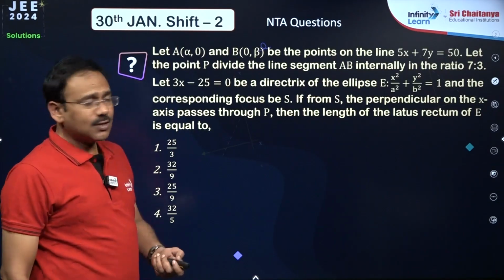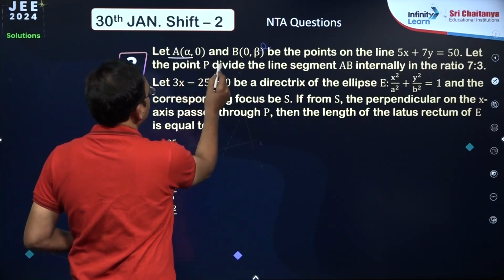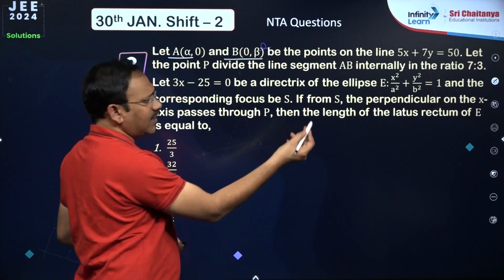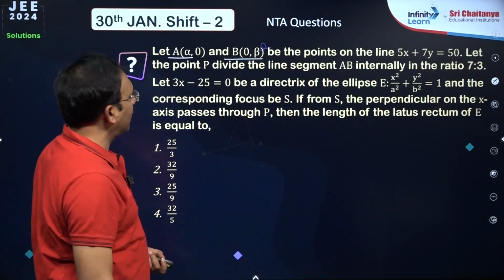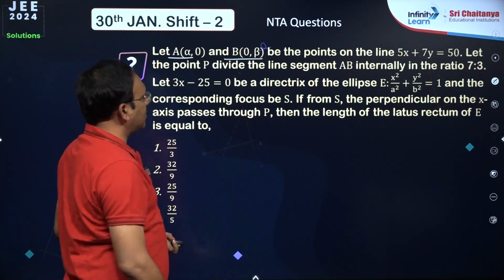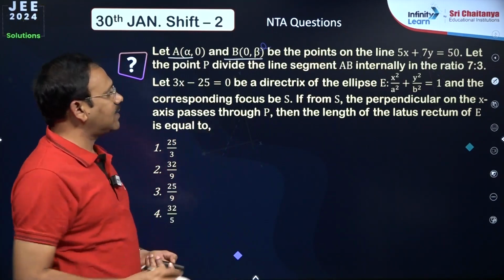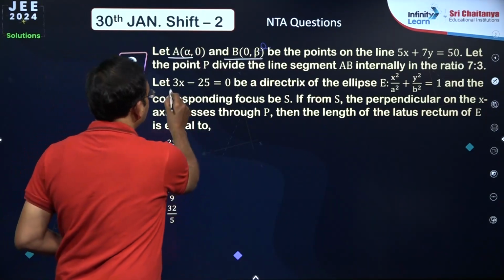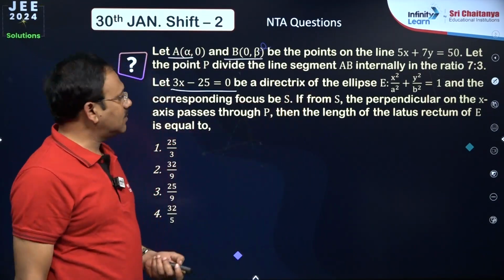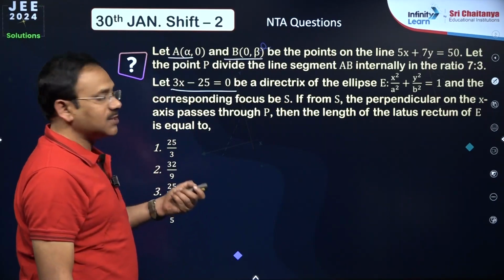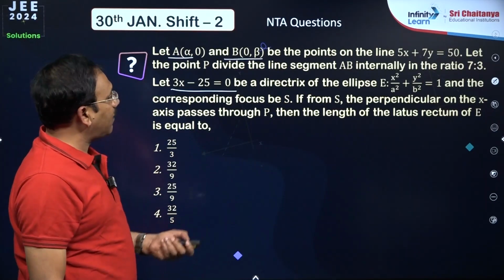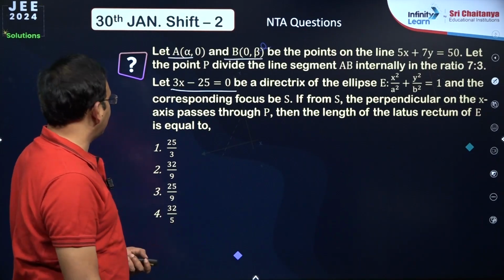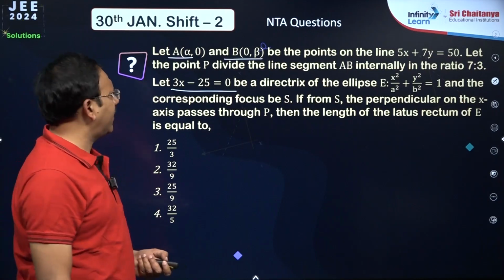Next. So the third question, you see, A is (alpha, 0), B is (0, beta), the points on the line. The points are very clear because they are the x-intercept and y-intercept itself. And so can you find point A, dear students? Then let the point P divide the line segment AB internally in the ratio 7:3, and let this be the directrix of the ellipse, okay, and the corresponding focus be S, okay. From S, the perpendicular on the x-axis passes through P, then the length of the latus rectum of E is equal to. That's fine, dear students.